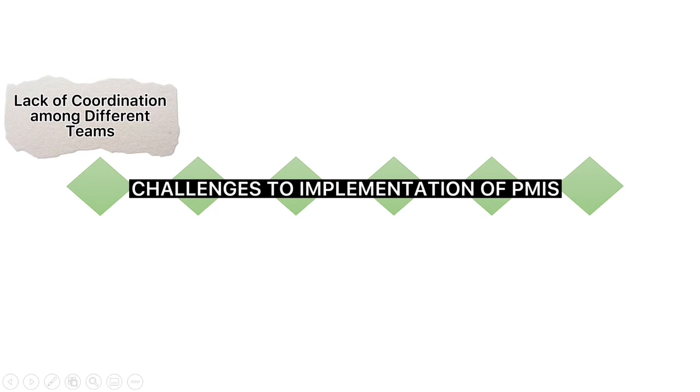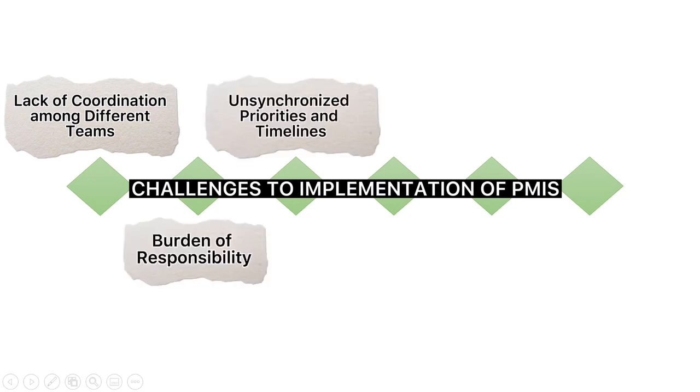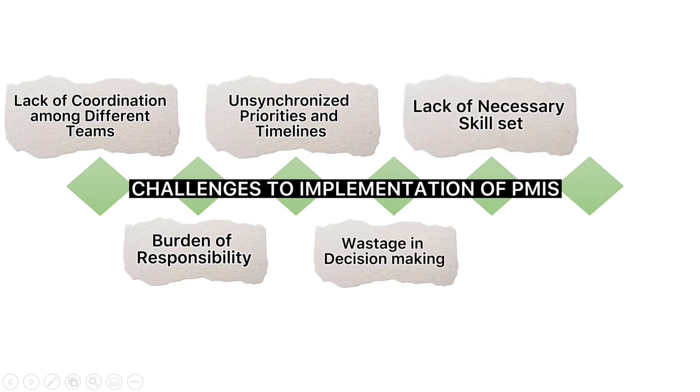As we already know the importance of management information system based on my previous discussion, let me end this topic with the possible challenges that might happen along the implementation of PMIS. These are the lack of coordination among the different teams, burden of responsibility, unsynchronized priorities and timelines, wastage in decision making, lack of necessary skill set, and lack of motivation or interest. These factors are the crucial things that must be avoided in managing a project, because this will surely be the reason of the delay of works or even will lead to the worst scenario, which is project failure.